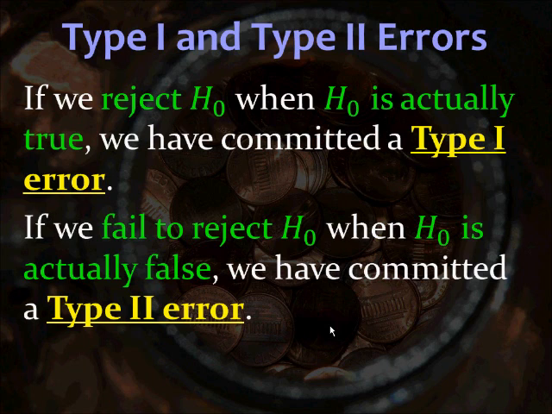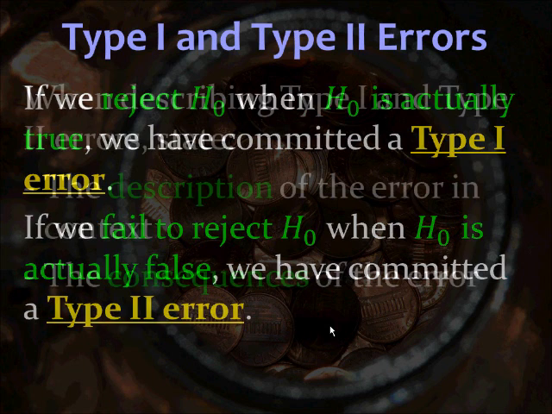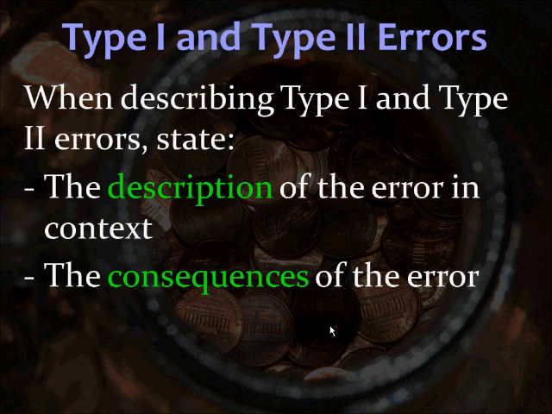If you fail to reject the null when the null is actually false, you've committed a type 2 error. So I'll repeat that as well. If you fail to reject the null when the null is actually false, you've committed a type 2 error. So basically, there is no great way to memorize this except just remember it. Now, there have been some graphic ways to represent this, and we'll show you those in a few slides.